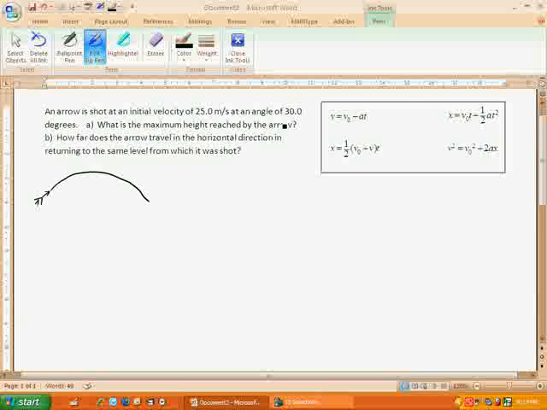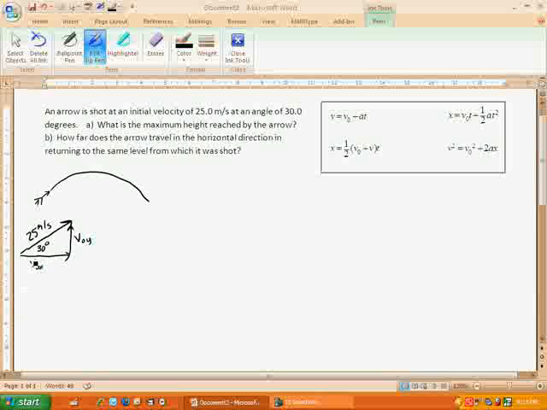Now, I know right off that when I'm working with two-dimensional problems like projectiles, I'm going to need to break it up into x and y components. Before I do anything else, I'm going to take that initial velocity, 25 meters per second at 30 degrees, and break it up into an x component and a y component. You should be familiar enough with SOHCAHTOA by now that this shouldn't be any problem.